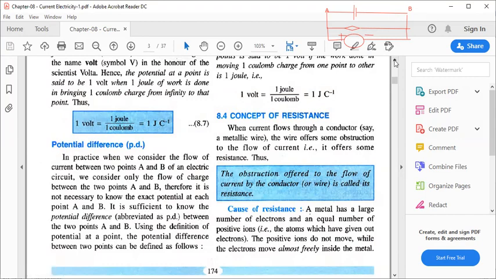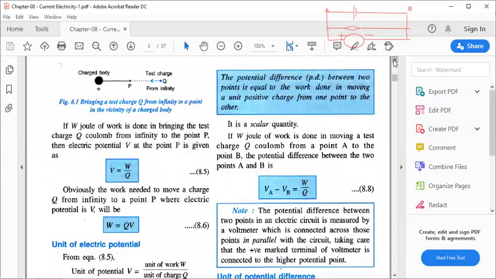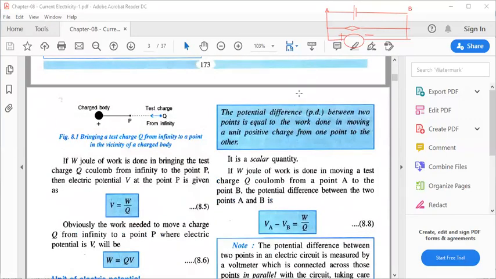So what is the potential difference formula? We have already studied it. Potential difference is the work done in moving a positive charge from one point to another. It is a scalar quantity, that means direction doesn't matter. So if W joule of work is done in moving the charge Q from point A to B, therefore we call it VA minus VB is equal to W upon Q.